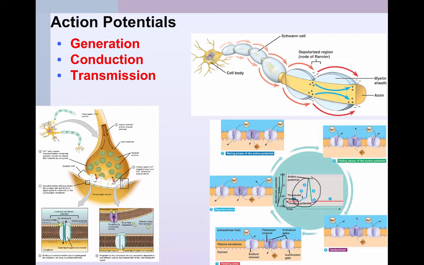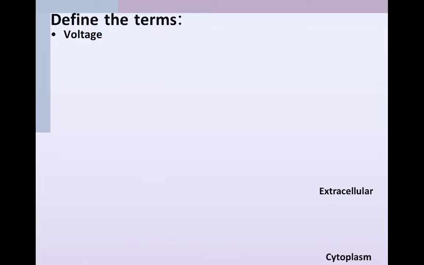It's important that you use these three terms precisely and in the right way. And so from now on, generation will refer to the creation of the action potential at the trigger zone. Conduction is the movement of the action potential down the axon, and transmission is moving it from one cell to the next. Before we get on with that, we're going to define some terms.